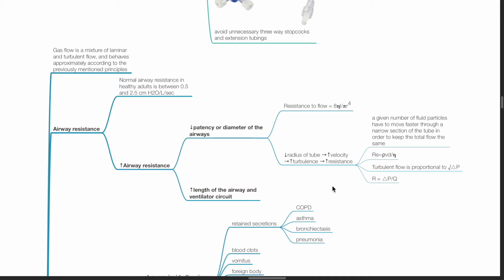When there is a reduction in the radius of the tube, there is increased velocity, increased turbulence, and increased resistance. A given number of fluid particles have to move faster through a narrow section of the tube in order to keep the total flow the same, thus there is an increase in velocity. Since Reynolds number is ρVd divided by η, when there is an increase in velocity, there is an increase in turbulence, and turbulent flow is proportional to the square root of ΔP, which is the pressure gradient, and when ΔP increases, resistance increases, as resistance equals pressure gradient divided by flow.